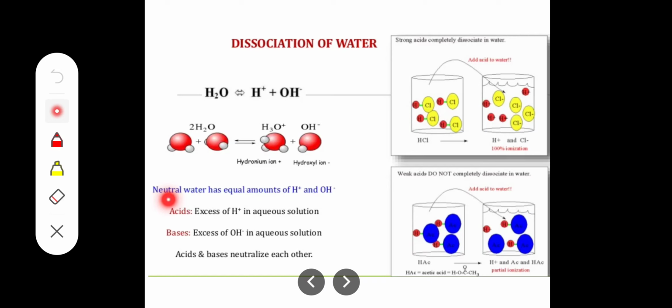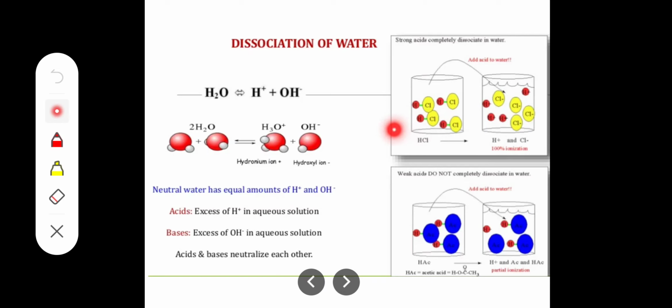So the neutral water has an equal amount of hydrogen ion and hydroxyl ion. That's why it is behaving neutral, no pH, right? Meaning it is neither acid nor base. When we talk about an excess of hydrogen ion in aqueous solution, it is behaving like an acid, and an excess of hydroxyl ion in aqueous solution is nothing but a base. So acid and base neutralize each other. In water it will be neutralized, and that is the neutral behavior of water, right?